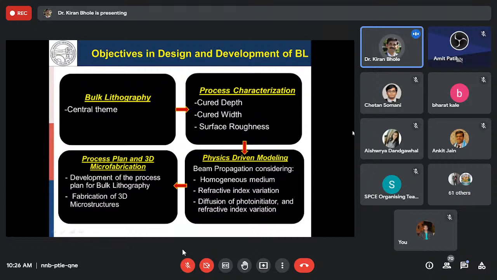This bulk lithography is what I am going to discuss with you now. In this, bulk lithography has been developed based on the outcome which we have seen from the MSL: that in MSL there is the staircasing effect and all, and it takes a large time for fabrication and manufacturing.